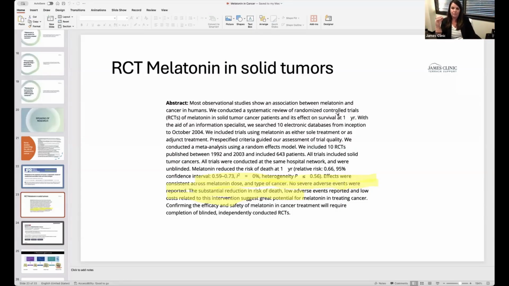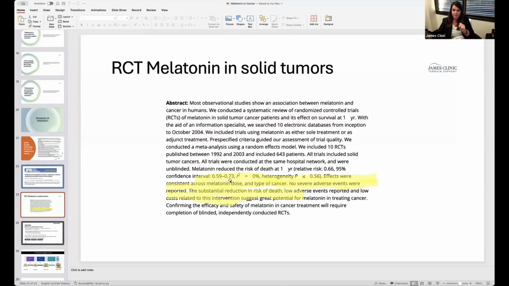So it more reflects real life than any of these randomized controlled trials, because I don't know about you, every single person on this call has multiple thousands of variables, from lifestyle to inflammatory status to nutrition to where you live to how you detoxify. So how you can ever randomize that totally, I don't know. But think about it. Effects were consistent across melatonin dose and type of cancer. So melatonin reduced the risk of death at 1 year, 60 to 70%.